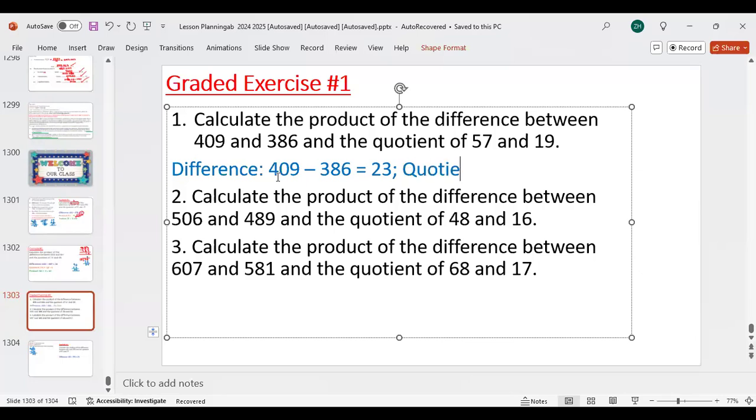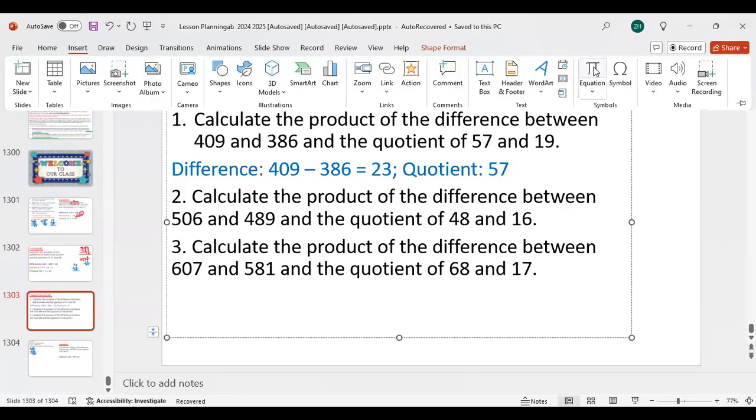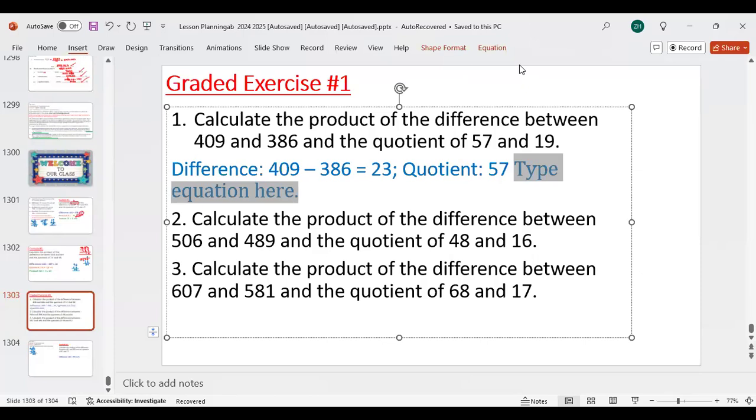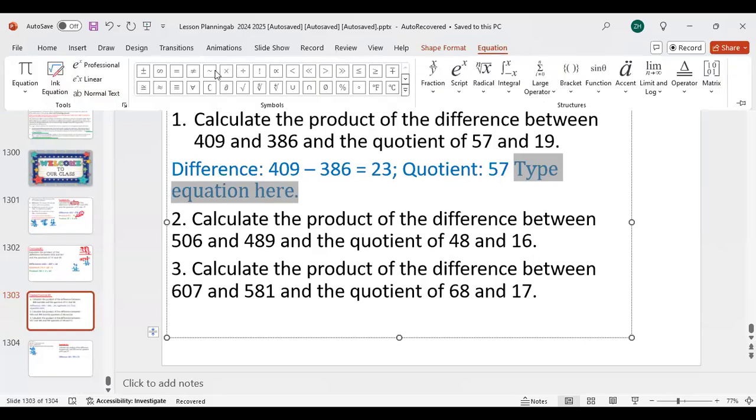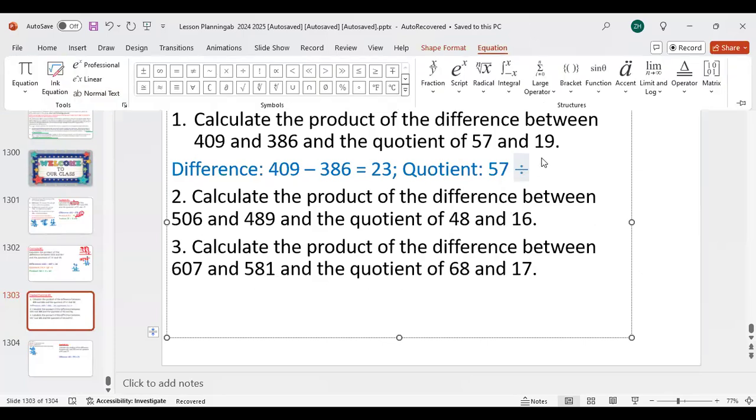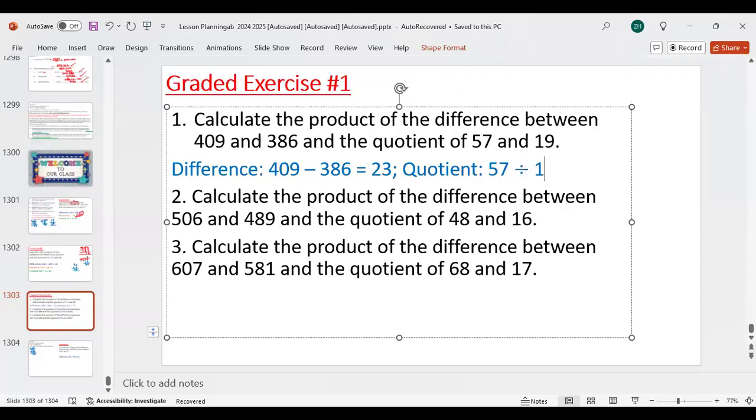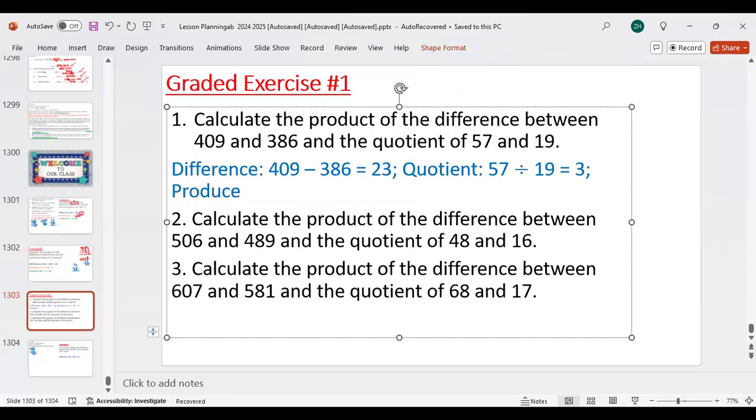And the quotient, what do I get for the quotient? 3. Antoine, did you get 3 as well? Yes, sir. So 57 divided by 19 is going to be what? 3. Okay, so we find the difference, which is subtraction, and we have the quotient, which is division. And then we have to do what? The product. Multiply them. Go ahead, Antoine, tell me what you multiply.